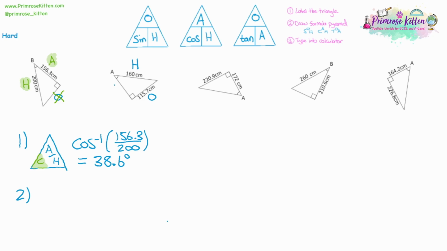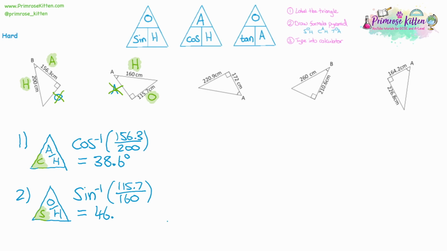So question 2, label the triangle. Hypotenuse, opposite, adjacent. We have the hypotenuse and the opposite labelled. So with the adjacent, we don't actually need the adjacent. Draw the formula pyramid. We need H and O in our formula pyramid, so that'll be SOH. We're looking for the angle, cover it up. So it'll be O divided by H. So since we covered up an S, it'll be sin -1. And it'll be the opposite, 115.7 divided by the 160. And typing that into your calculator should get you 46.3 degrees to 1 decimal place.